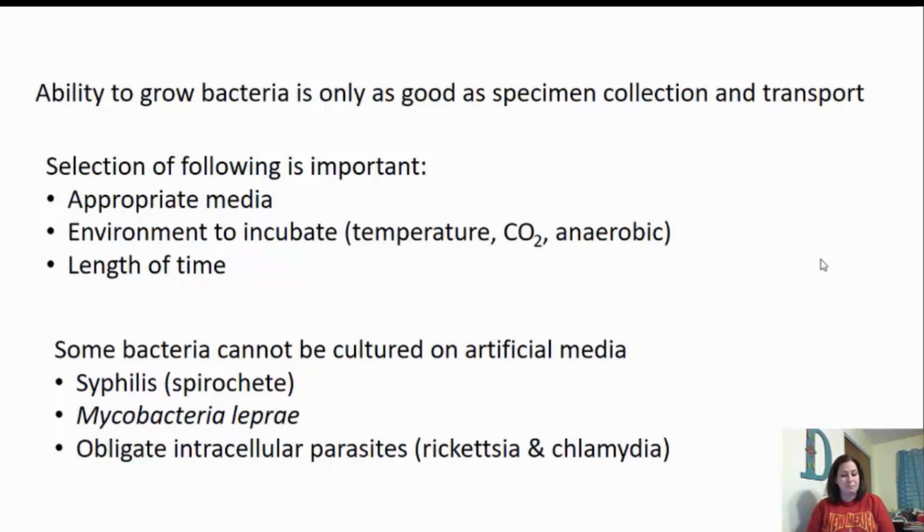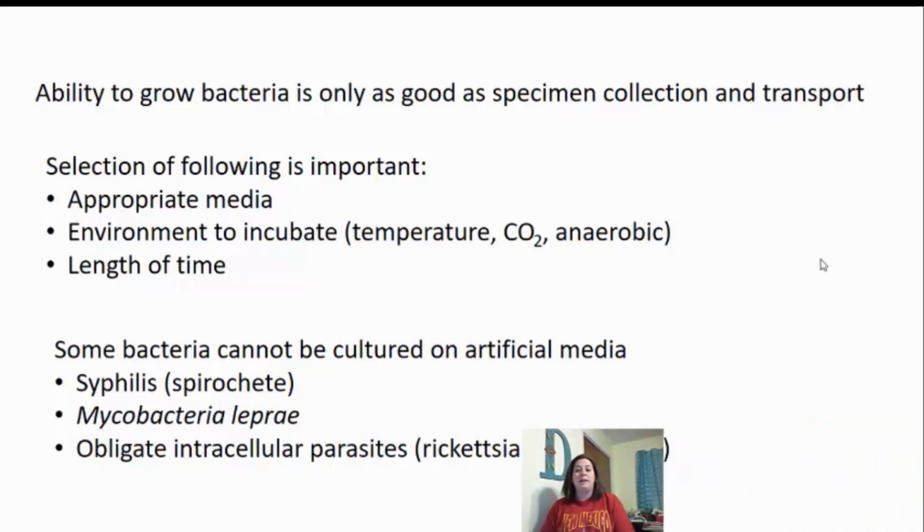Some bacteria cannot be cultured on artificial media. We find that on the artificial media, it's not able to be cultured. One of these examples is syphilis, which is a spirochete. Another is Mycobacterium leprae. We see that it cannot be cultured on a plate or in a tube. And the last are the obligate intracellular parasites like rickettsia and chlamydia.